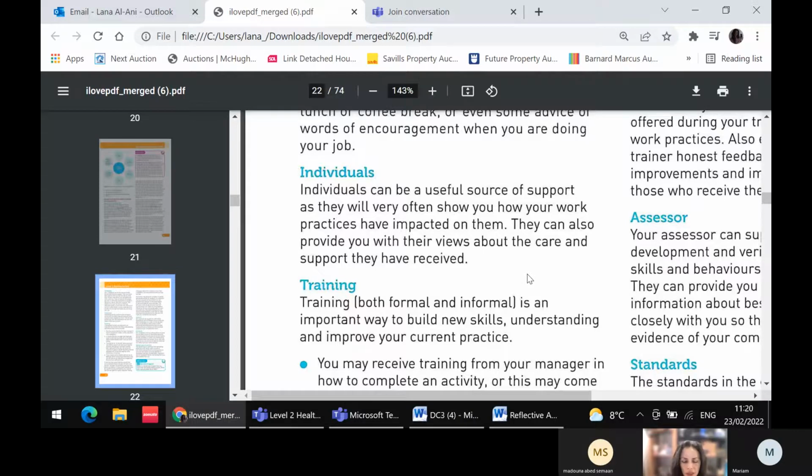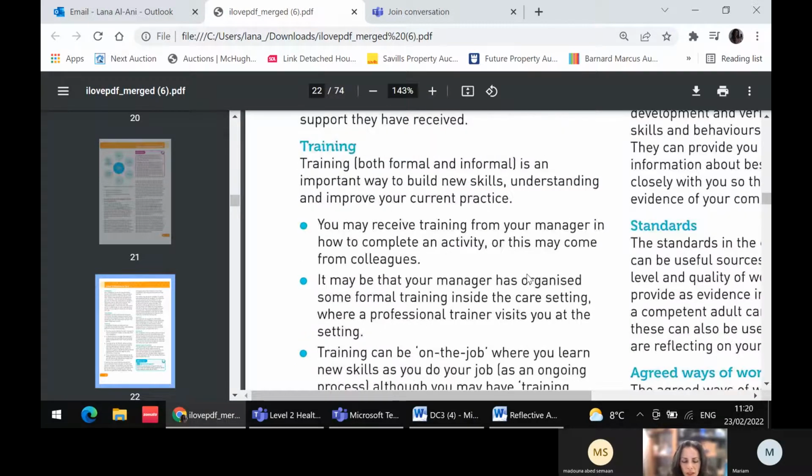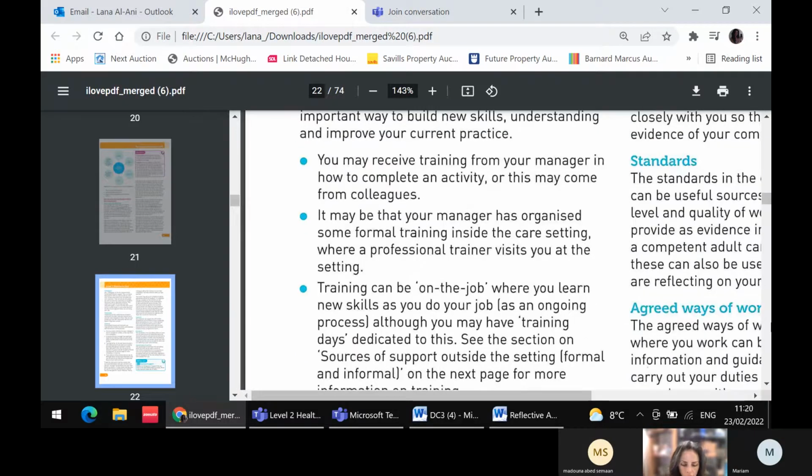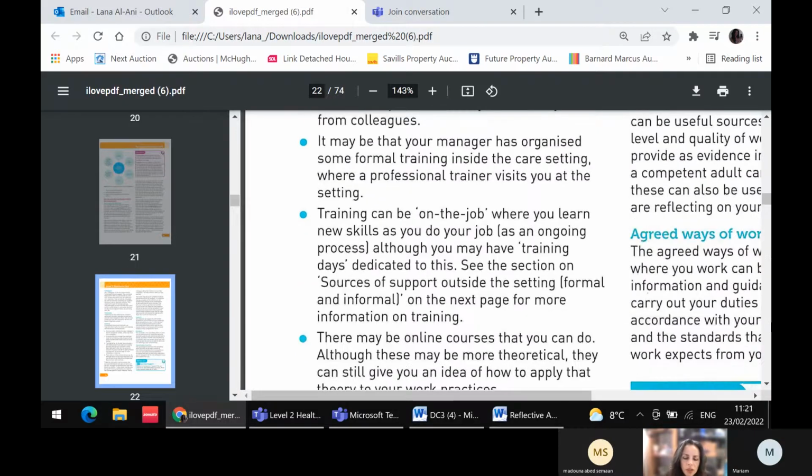Also, training is a very good source of information. Training you may receive from your manager on how to complete activities. It may also be that your manager has organized some formal training inside the care setting where a professional trainer visits. So the training, you either get it from your manager about how to complete activities, or from an external trainer. Maybe your manager will organize one day for training and bring an external trainer. Then he can teach you more about how to do things correctly.